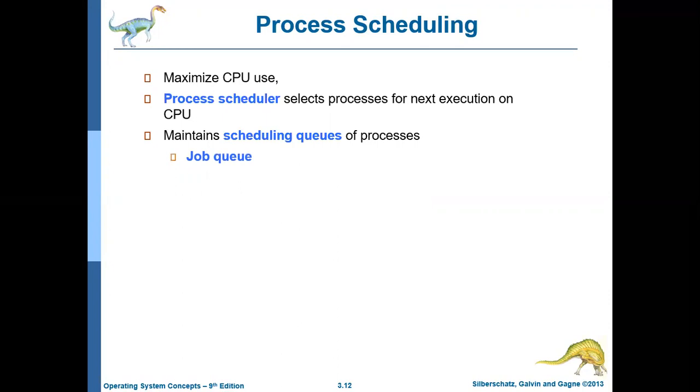And then we have the ready queue. The ready queue is the one which contains the processes which are ready for execution. They are just waiting for the CPU to be assigned. And then we have the third type of queue, which is called device queues.